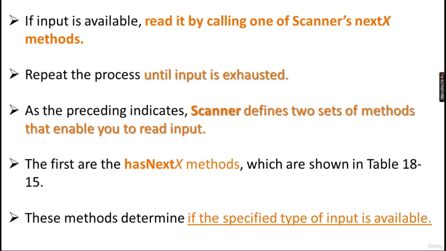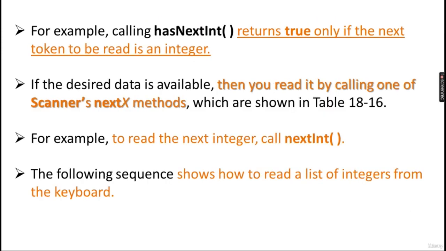Scanner defines two sets of methods that enable you to read input. The first are the hasNextX methods, which are shown in the table. These methods determine if the specific type of input is available. hasNextInt means there is a next int available, if the next token to be read is an integer. If the desired data is available, then you read it by calling one of Scanner's next methods, which are shown. To read the next integer, call nextInt. The following sequence shows how to read a list of integers from the keyboard.